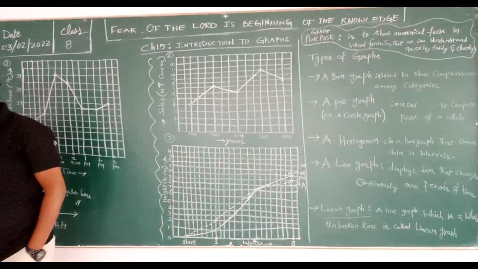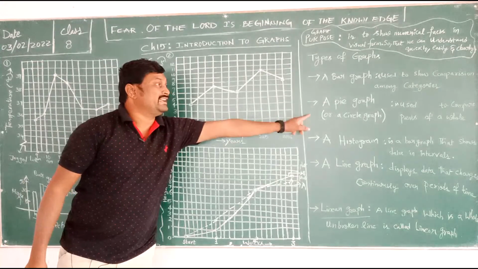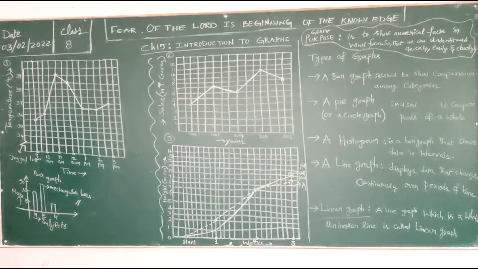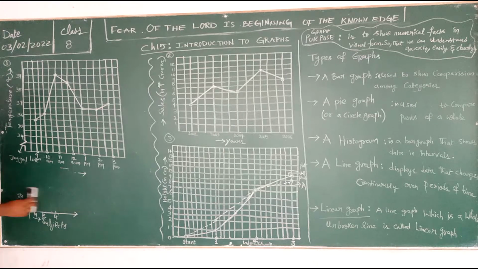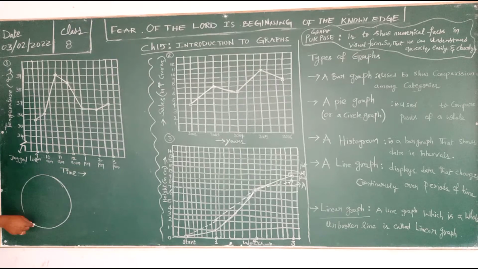So if you have understood this, the second one: what is a pie graph? Let me write here so that you can understand what a pie graph, or we can say circle graph, is. You have already learned this kind of thing. As an example, let's take this whole thing as 1 year, and then there are seasons: rainy season, summer, winter. Those seasons you can represent.